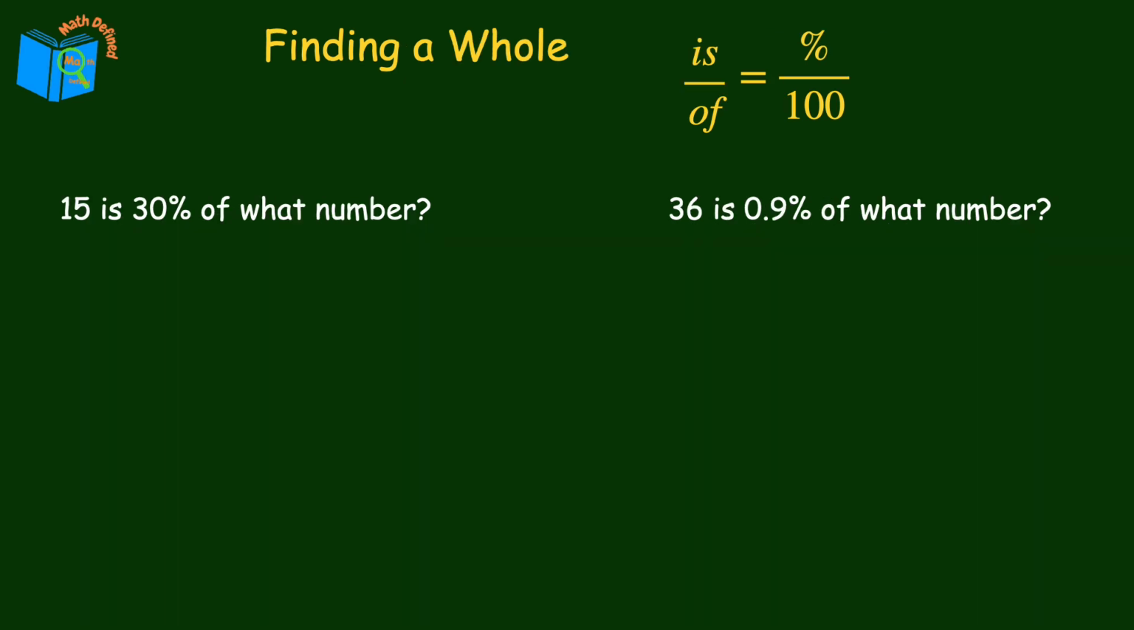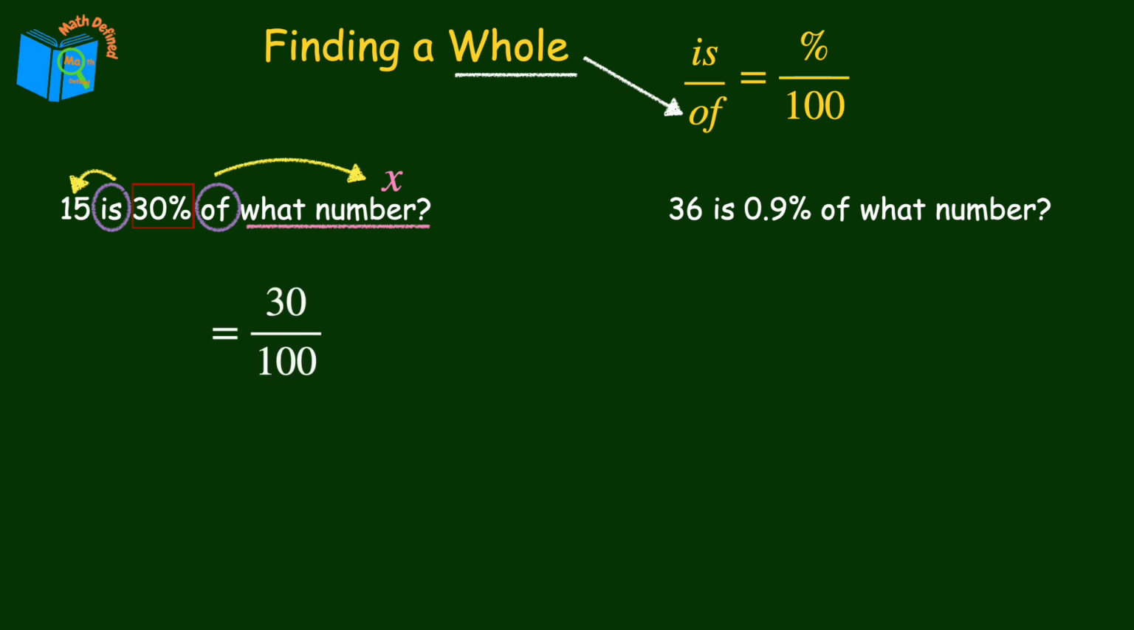Now let's flip the problem around. What if you know the part and the percent, but not the whole? 15 is 30% of what number? We'll use the variable x to represent the whole. Now we can set up our proportion. We'll write 30% as the ratio 30 over 100. Then, using is over of, our ratio representing part to whole is 15 over x.